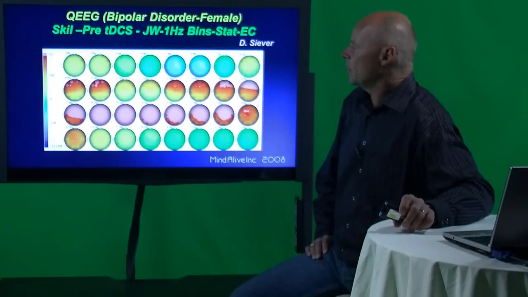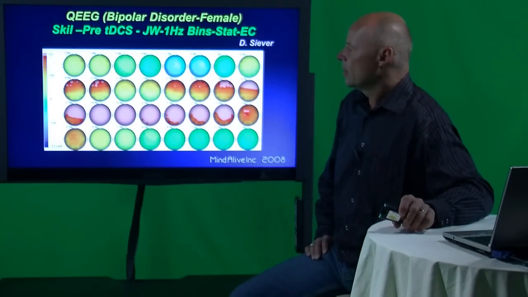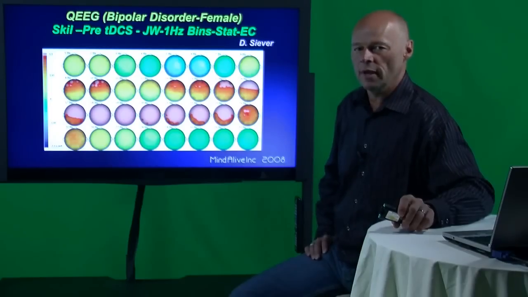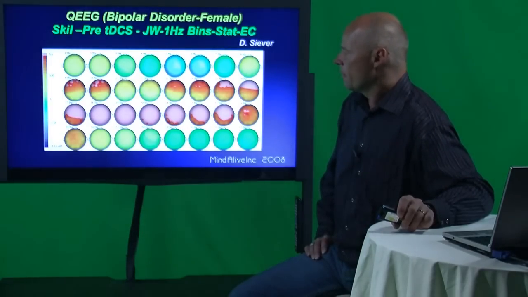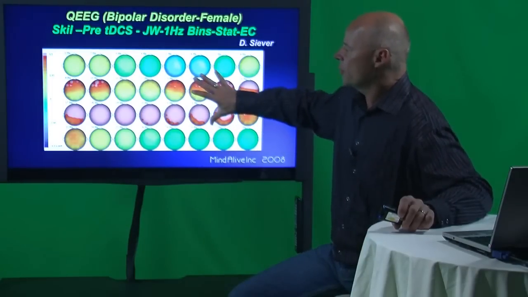Here is an example of a client we had who had severe depression and had attempted suicide twice in the 2 months prior to coming into our office. We can see a couple of things. This is a QEEG of her brainwaves.